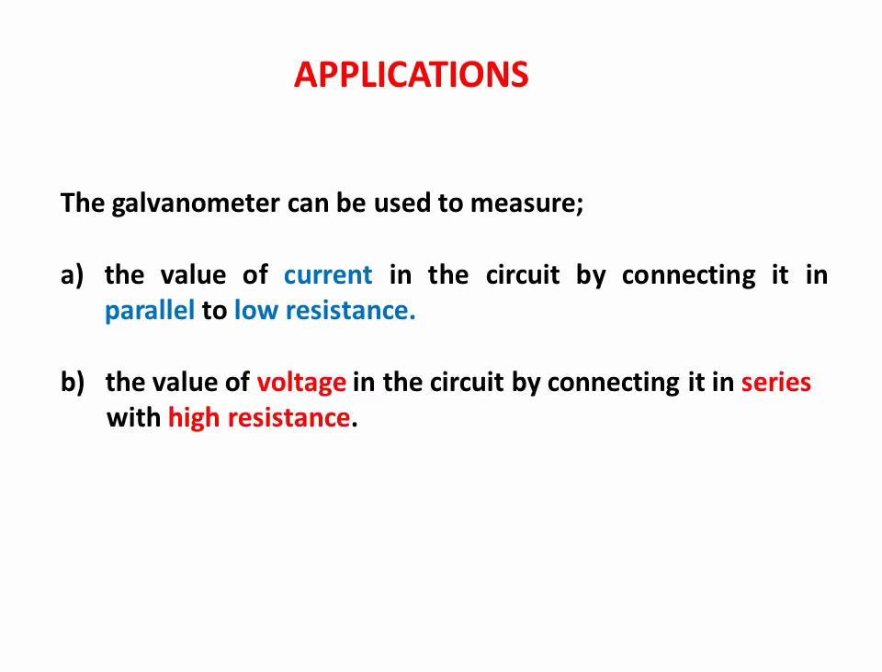Next, the value of voltage in the circuit can be measured by connecting it in series with a high resistance. That means the galvanometer can be converted into a voltmeter. How do you convert it? By connecting a suitable high resistance in series with it, we can measure the voltage.